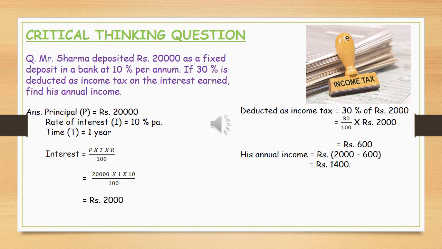We are using the same formula, interest is equal to PTR by 100, replacing the values 20,000 into 1 into 10 by 100. We are getting rupees 2,000 as interest, and the income tax is calculated on the interest. So deducted as income tax will be 30% of 2,000, that is 30% of 2,000 will give us rupees 600. So his annual income will be 2,000 minus 600. We are subtracting because the income tax is deducted. So the final answer will be rupees 1,400.